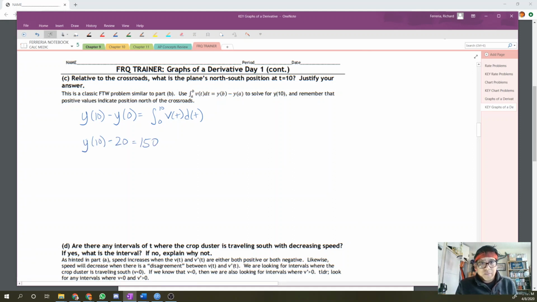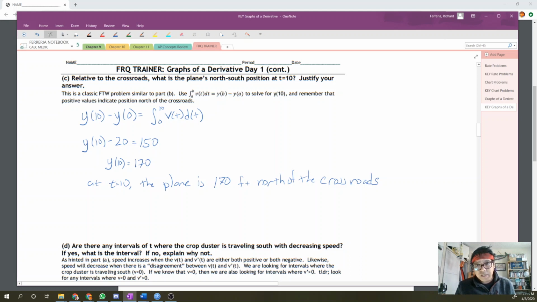So plugging in the numbers, we knew that y0 was 20. We know the integral from our area calculations in part B was 150. And then it's pretty easy to solve for y10. y10 is 170. Since that's positive, I know that at t equals 10, that plane's position is 170 feet north of the crossroads.